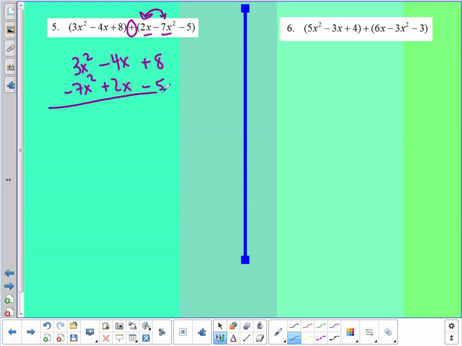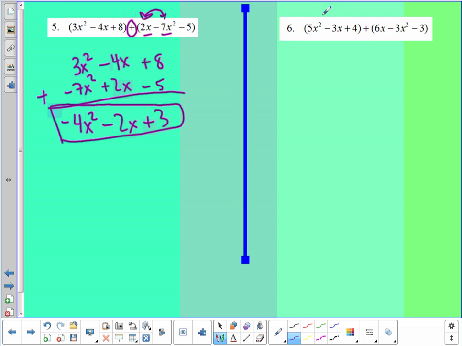So now, when I add those together, 3 plus negative 7, or in other words, 3 minus 7, is just negative 4x squared. Negative 4x and 2x is negative 2x, and 8 and negative 5, or 8 minus 5, is 3. So that is my addition.